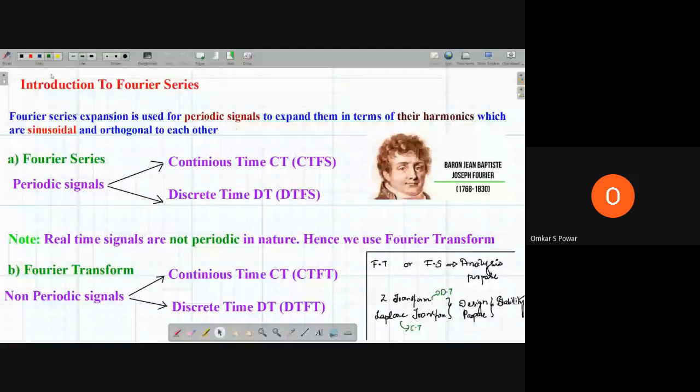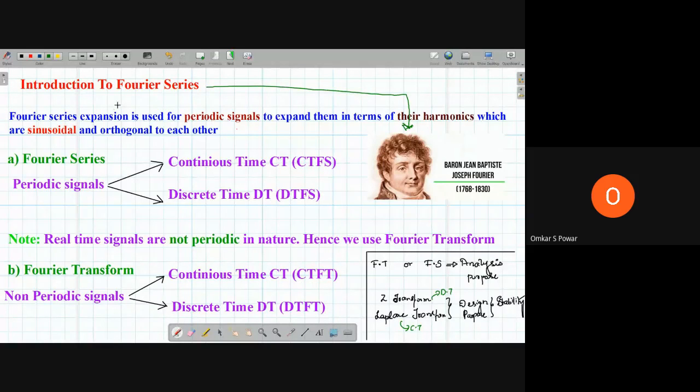Okay. So who introduced this Fourier series? This guy here, Joseph Fourier. This guy is a great guy because it's another domain, right? He introduced for us the Fourier series. The Fourier series expansion is used for periodic signals. For aperiodic or non-periodic signals, we use Fourier transform to expand them in terms of their harmonics, which are sinusoidal and orthogonal to each other.